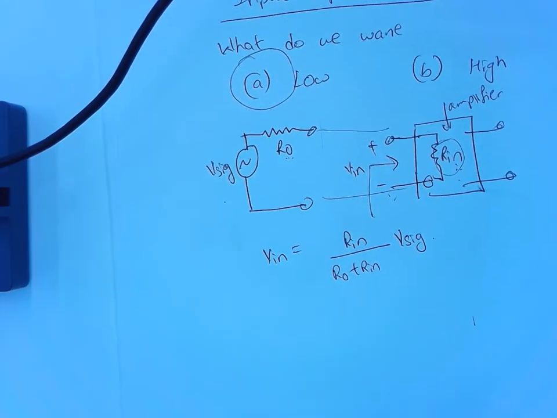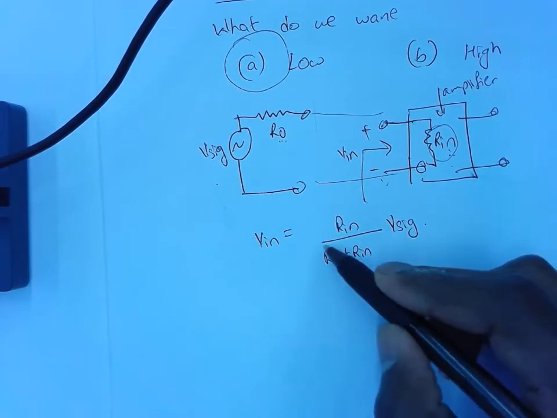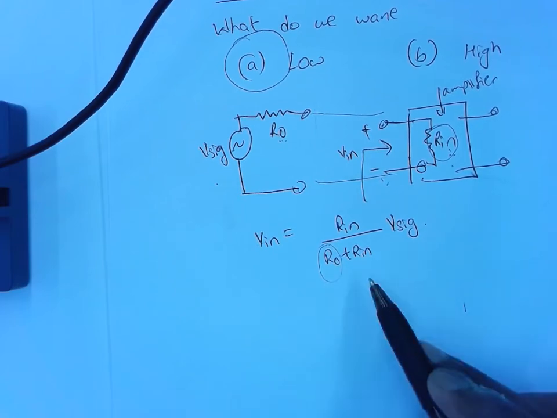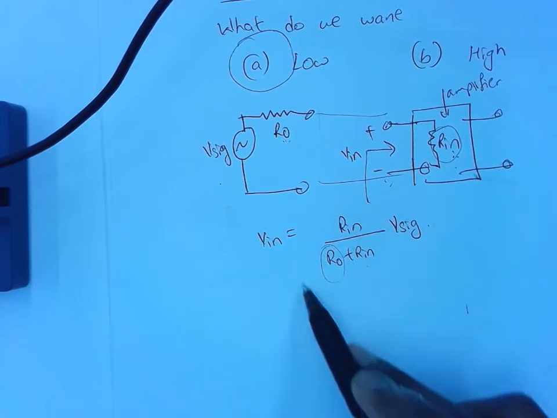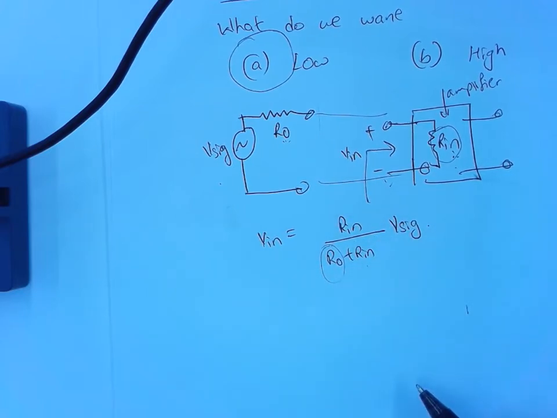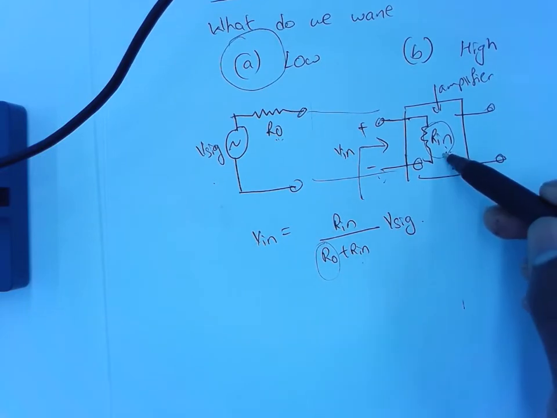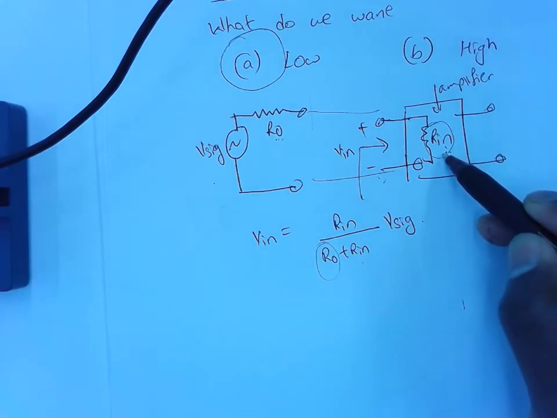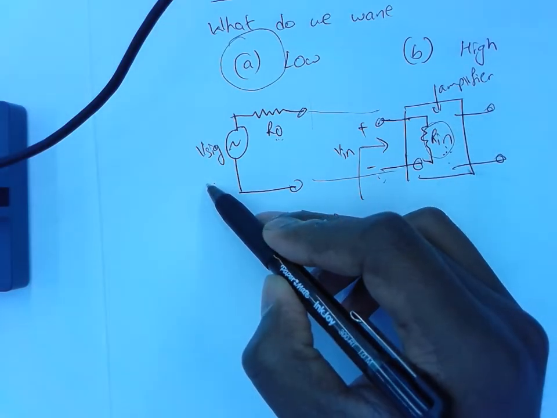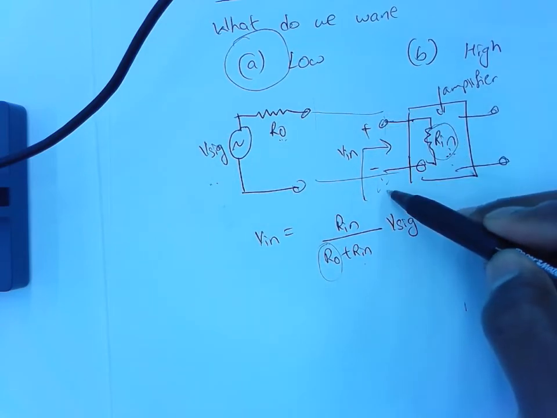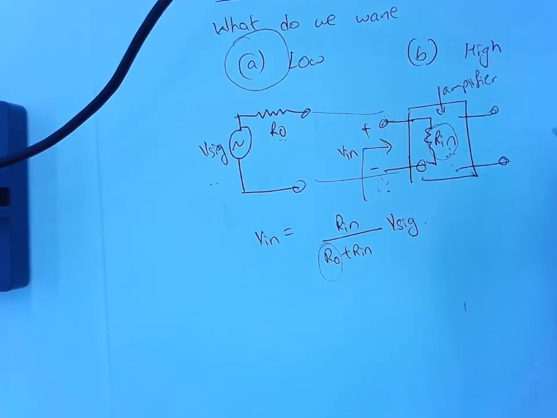No matter what RO is, whether that is low or high, the higher Rin is, the better, because the closer this ratio will come to 1, and it can be max 1. So if my amplifier has a very high input impedance, no matter what signal source you connect to it, most of the voltage from the source will come across the amplifier. Okay, so we want a high input impedance.